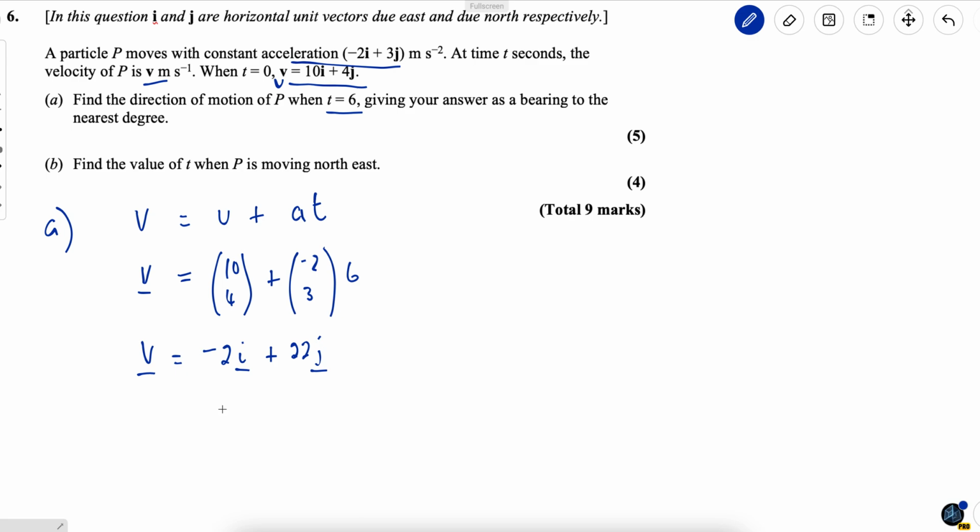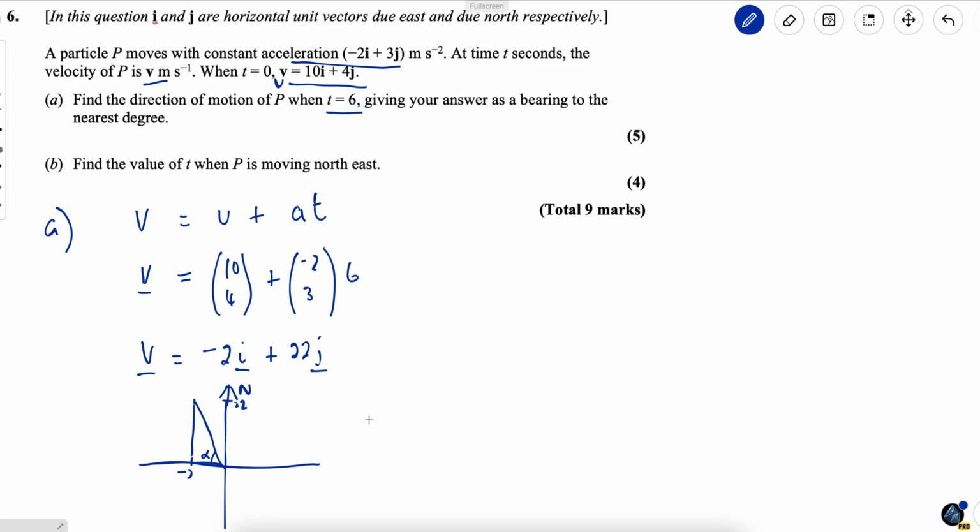If I draw this down here on some axes, and I'm going to mark this as its bearing, I'm going to mark this as the north line. So imagine I go 2 back to there, and then I go up 22 to there. So I've got to calculate this angle here.